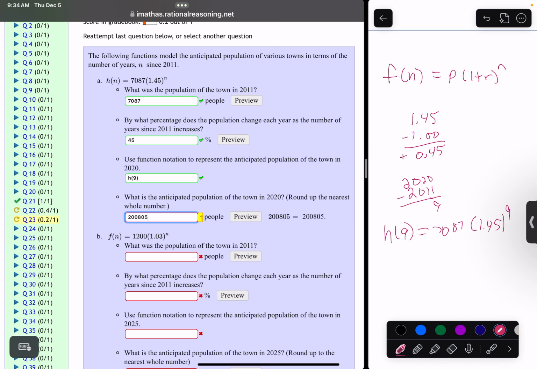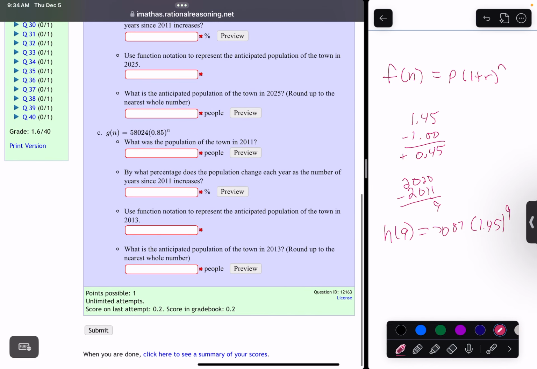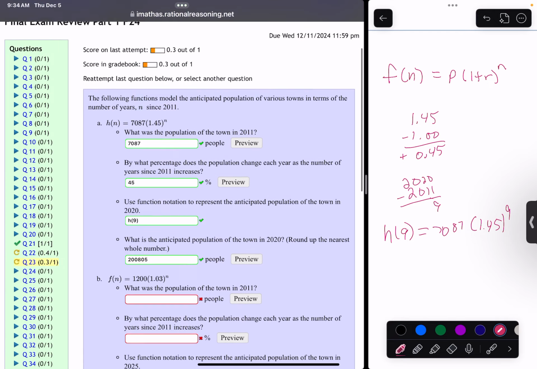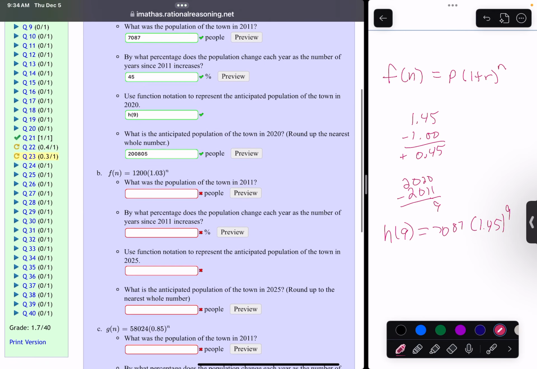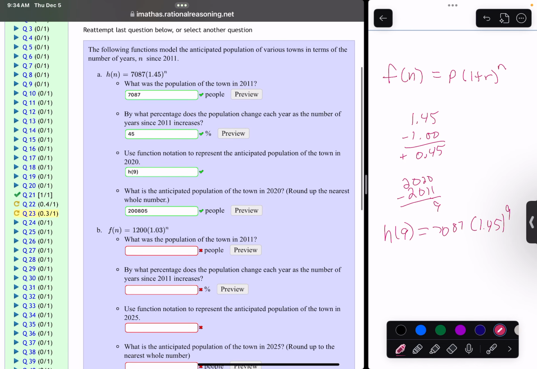If you look at a calculator, it said 804.9, which then would round up to 200,805 for me. And then the problems that follow are exactly the same, so I'm going to let you handle that.